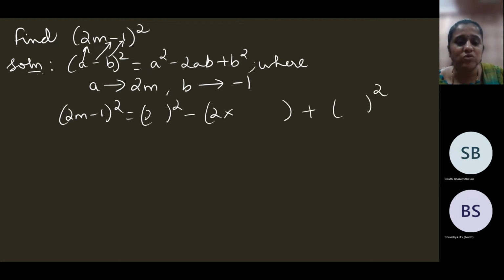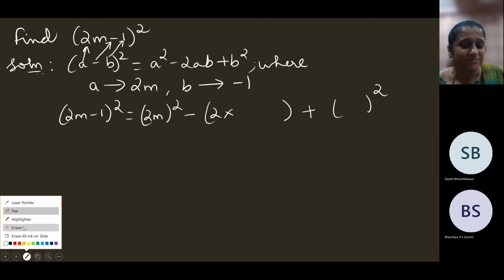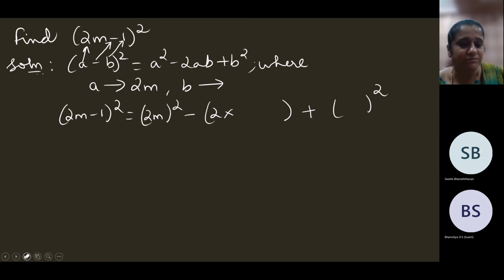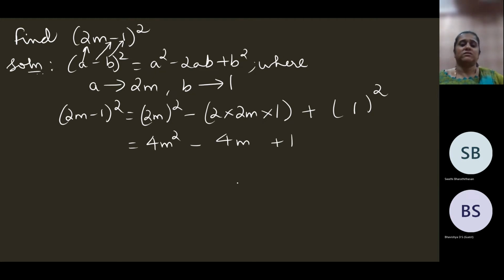Now what is a? a is 2m. What is b? Oh, it's not minus 1, sorry. b is not minus 1, b is 1. So a is 2m and b is 1. And what is 2ab? 2 into 2m into 1. So this is equal to 2m into 2m, which is 4m² minus 4m plus 1. So when you square 2m − 1, the result is 4m² − 4m + 1.